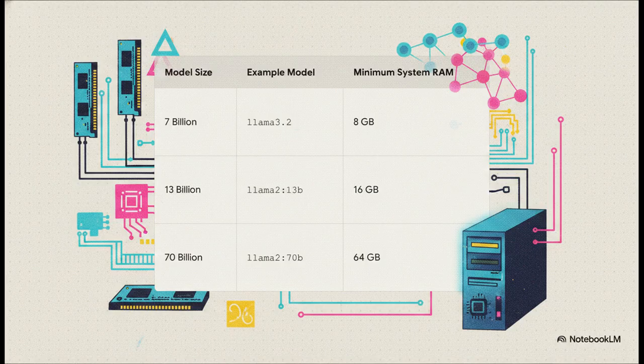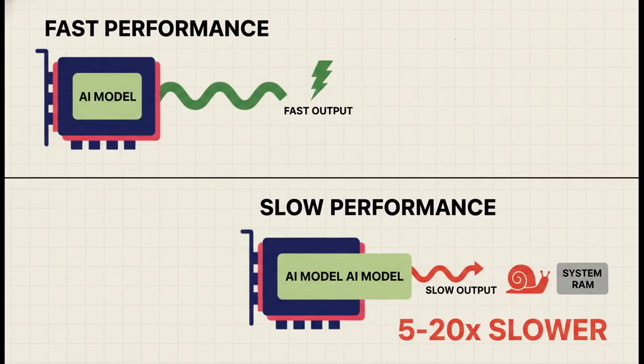Okay, now for maybe the most critical piece of advice on performance. Your regular system RAM is what gets the model loaded, right? But it's the VRAM, the memory on your graphics card, your GPU, that makes it fast. If the whole model can fit into your GPU's VRAM, responses will be nearly instant. If it doesn't, Ollama has to use your slower system RAM, and the performance can fall off a cliff. We're talking 5 to 20 times slower. It will still work, but it's going to feel sluggish.